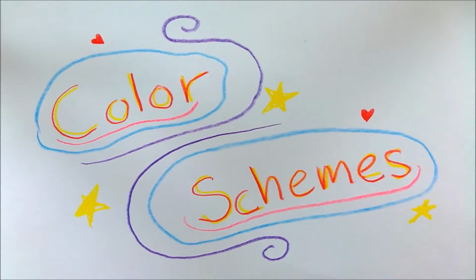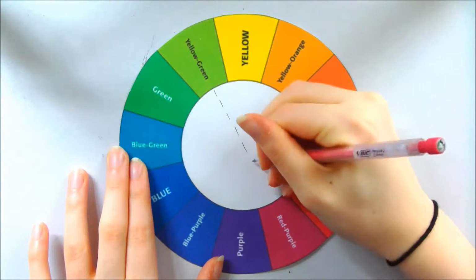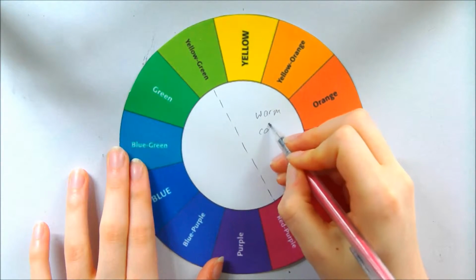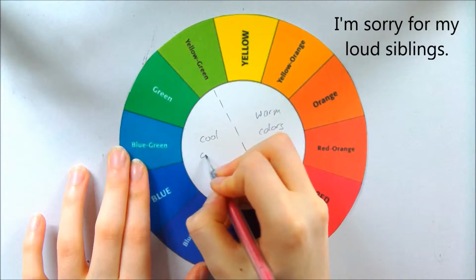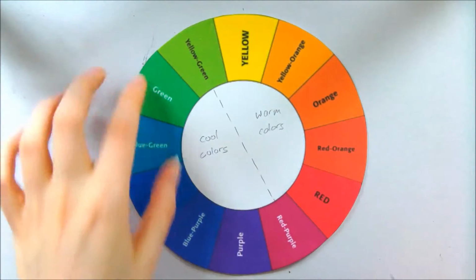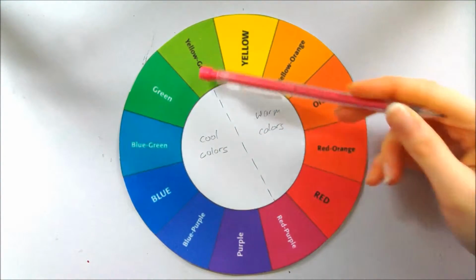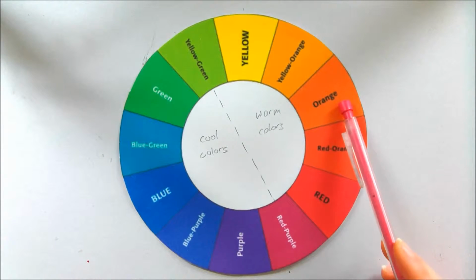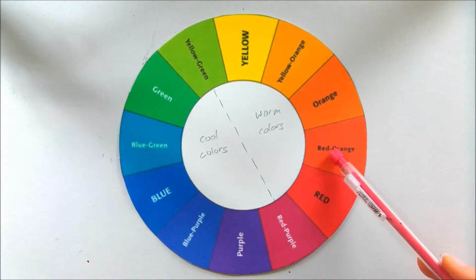First, I'll explain to you the different color schemes. Colors can be divided into two groups: warm colors over here and cool colors over here. These yellow, green, and red, purple, I believe, are neutral colors, along with black and white. You can use them with both a warm color scheme and a cool color scheme, and it'll still be a cool color scheme or a warm color scheme.